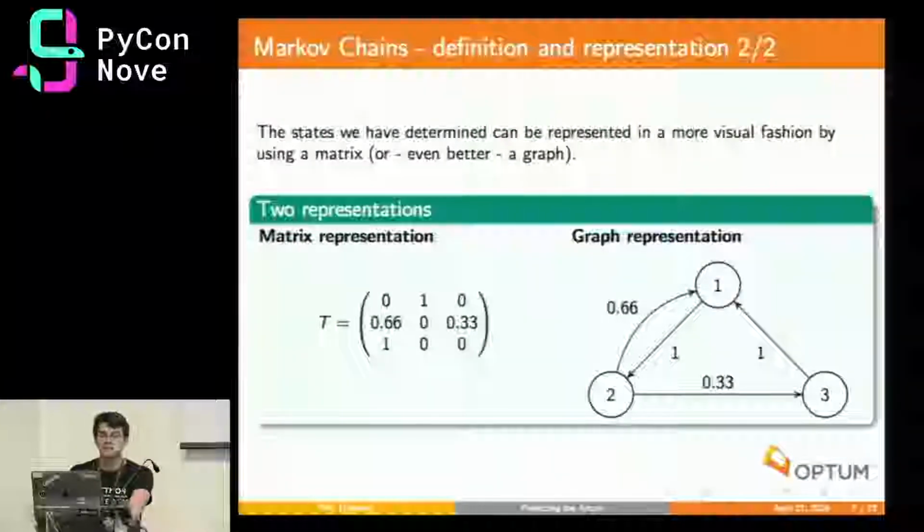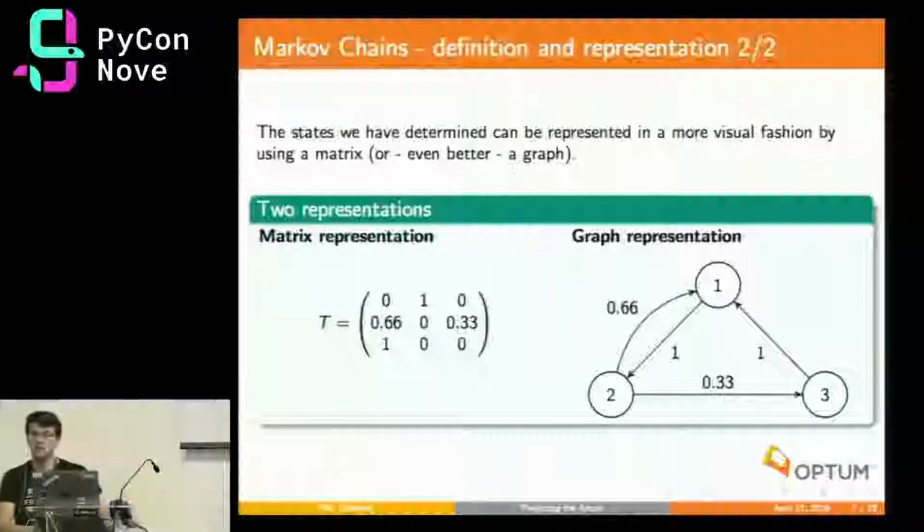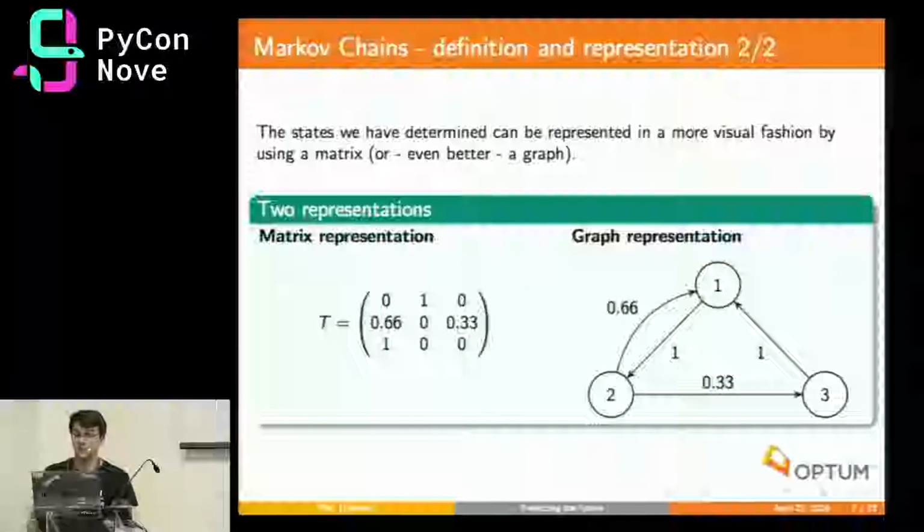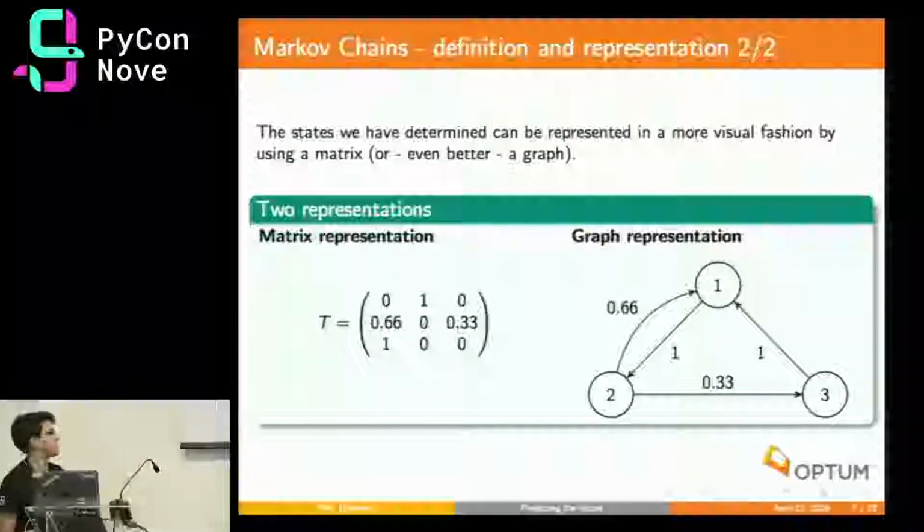Those states, this is based on the same sequence that you've seen a minute ago, can be represented in many different ways. The two most common ones are matrix representation, which is very useful because it allows us to do calculation on it, or graph representation, which is very useful because it's really clear. I mean, it's really easy to see what's happening there.